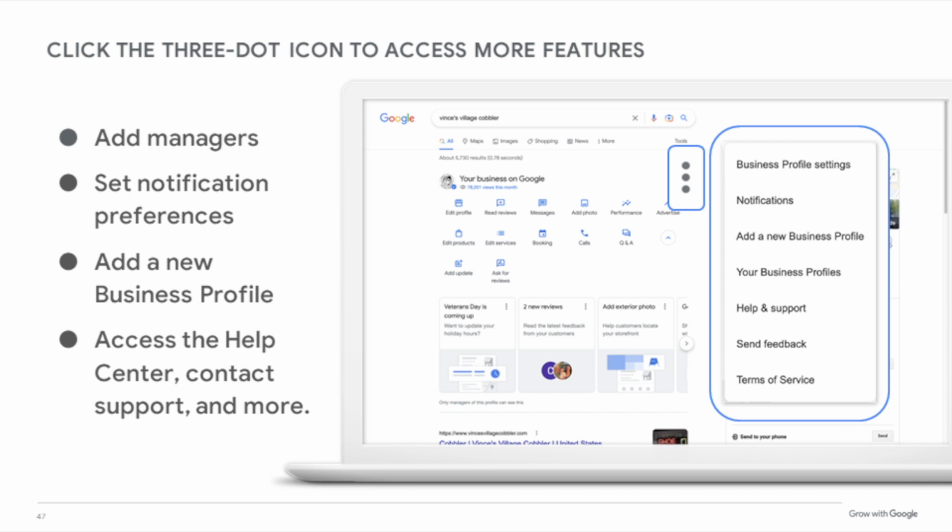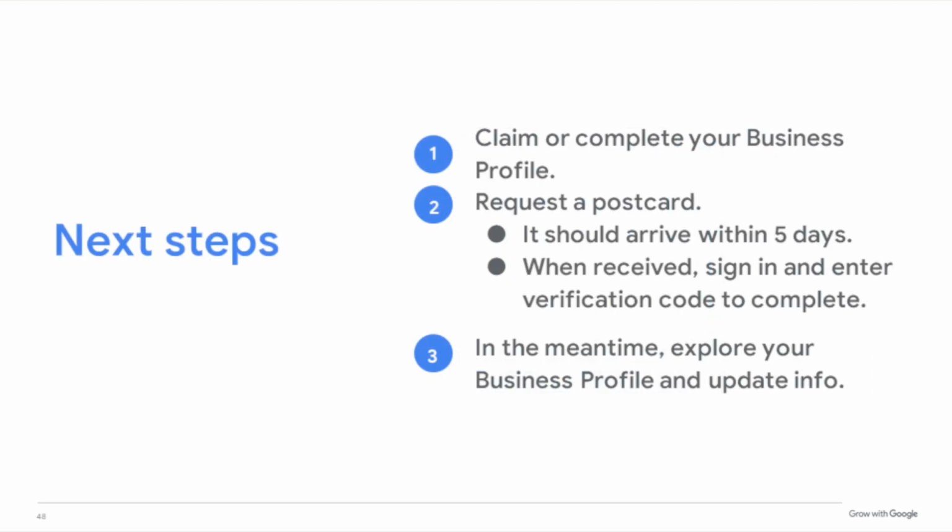Okay, so those 3 dots, as you're looking at Google search and you're logged into the Google account that you created your profile with or that you're managing your profile with. Now just click on those 3 dots and you can start putting in different roles and different people at different email addresses.